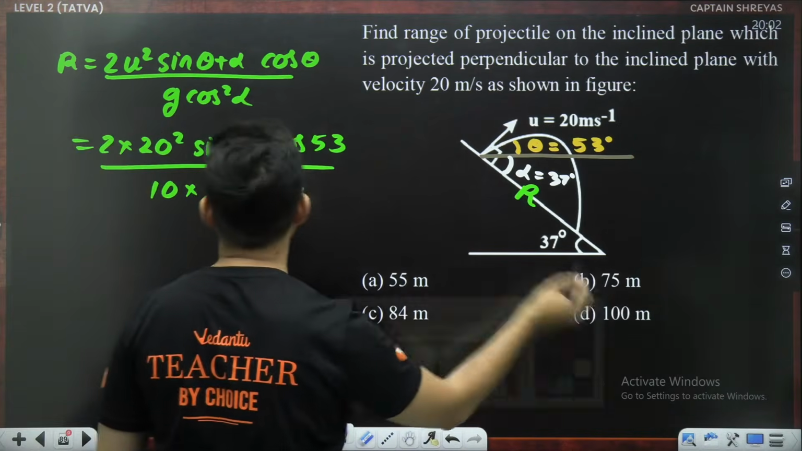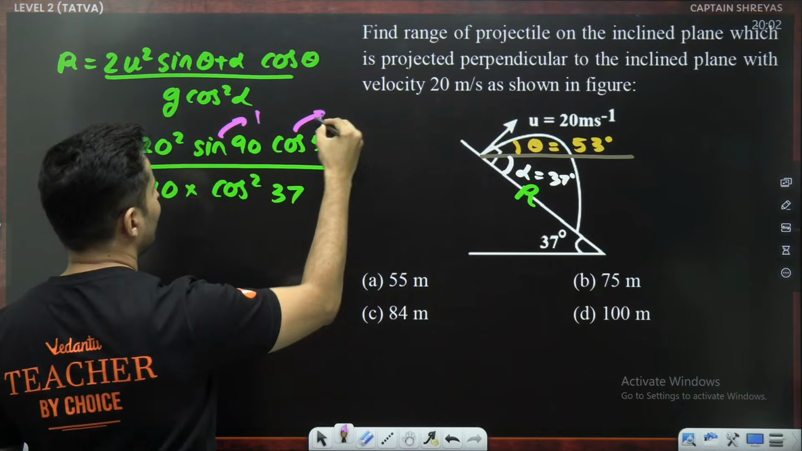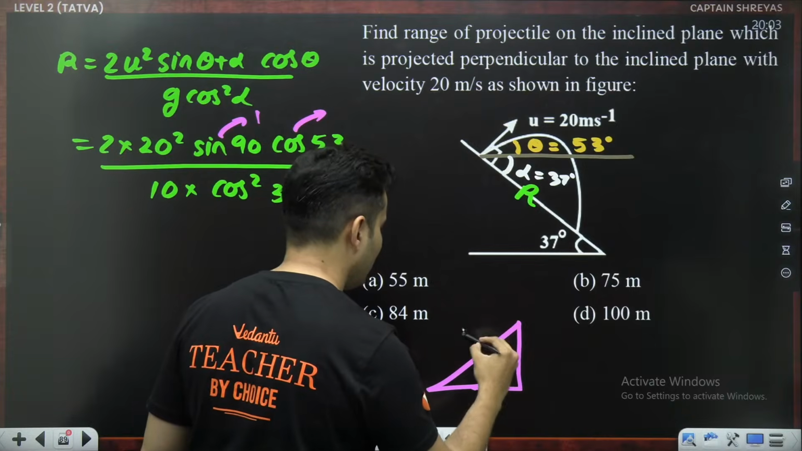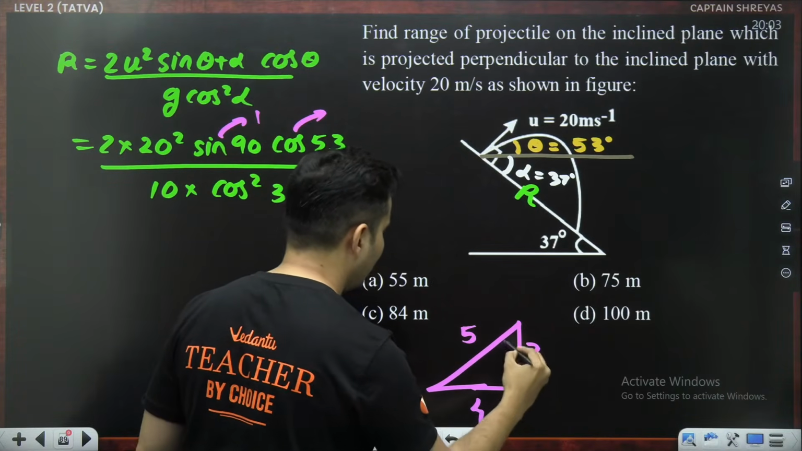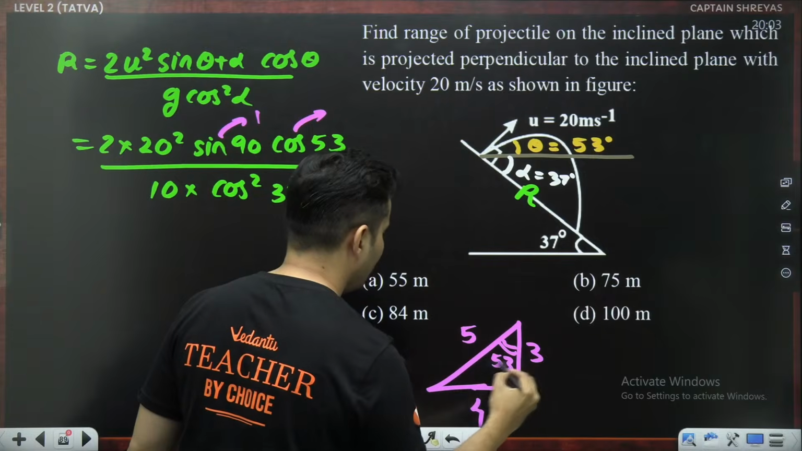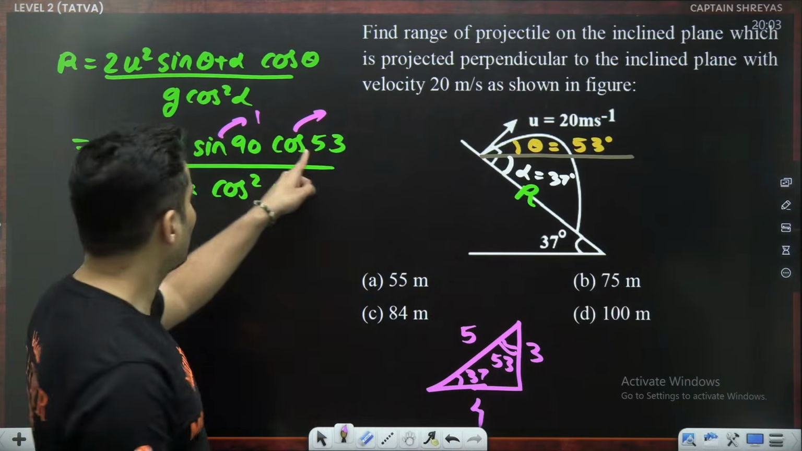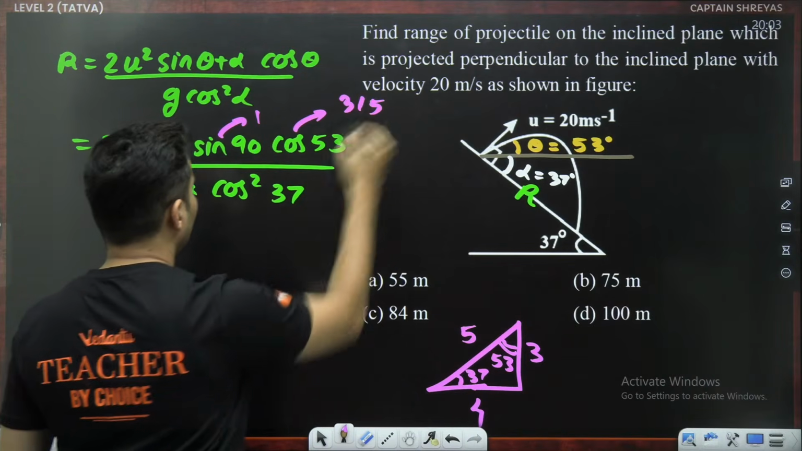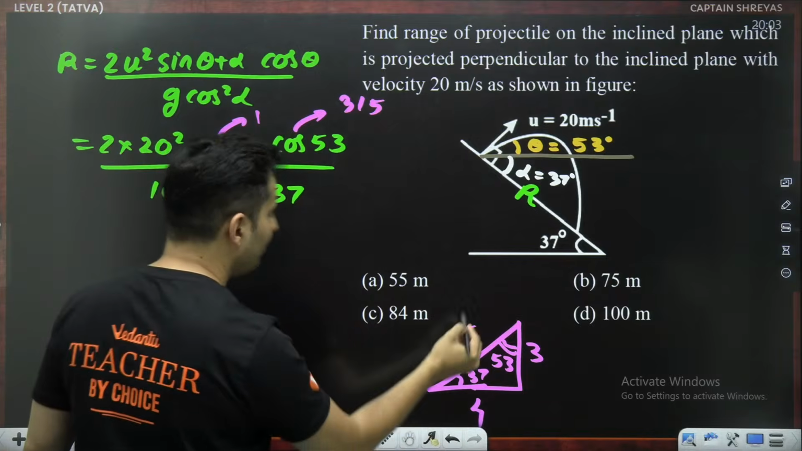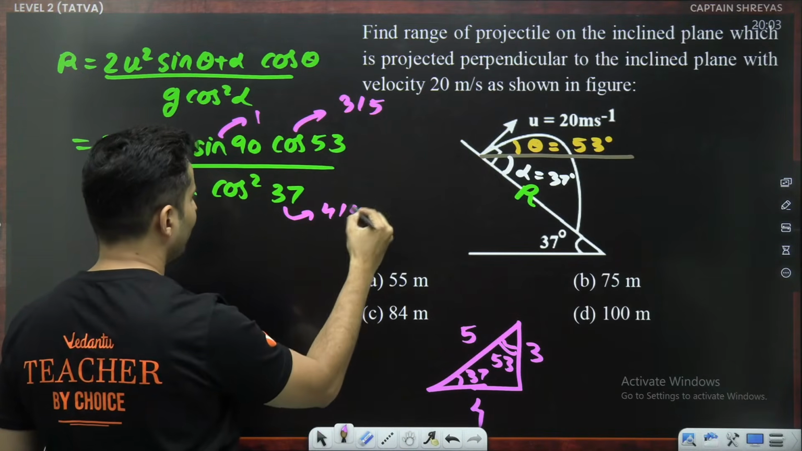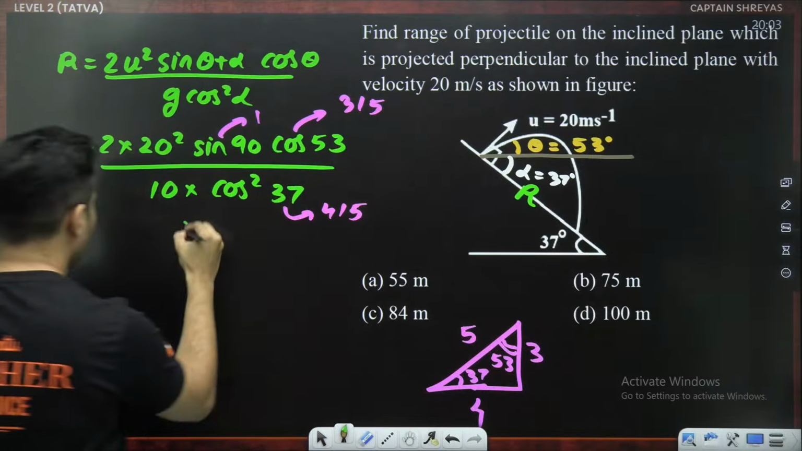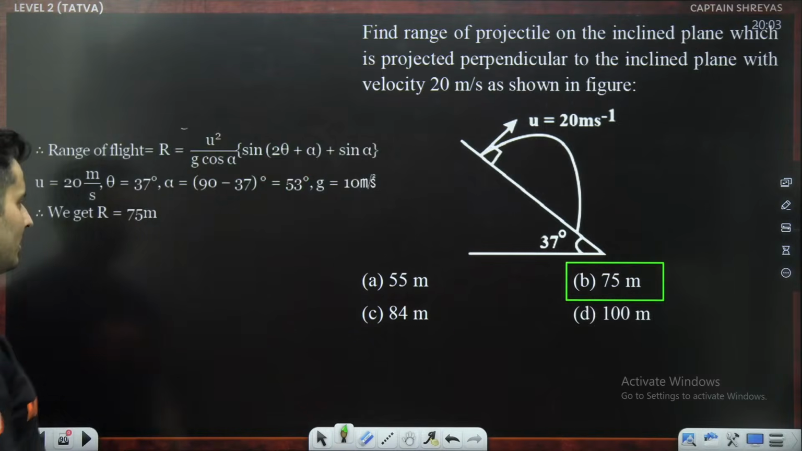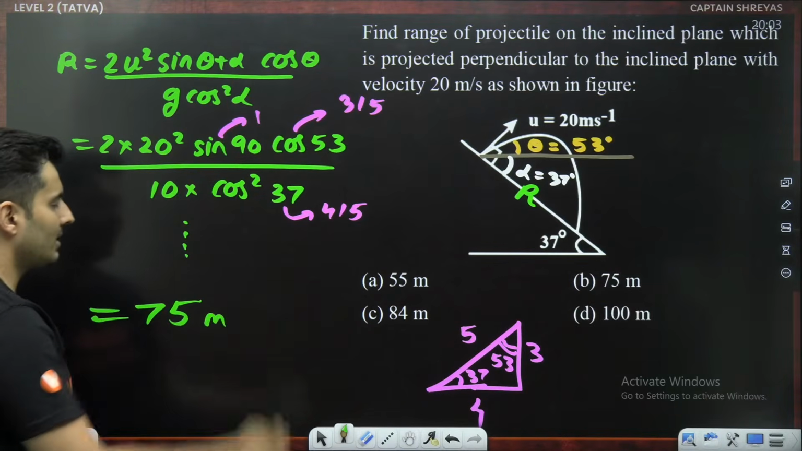If you're wondering what the values are, sine 90 is 1. Cos 53, if you forgot about it, remember this particular triangle which I have shown you, the 5, 3, 4 triangle. This is 53 and this is 37. So cos 53 will be adjacent by hypotenuse, which is 3 by 5. Cos 37 will be 4 by 5. Substitute everything, solve it, and you will get the final answer as 75 meters. That's it.